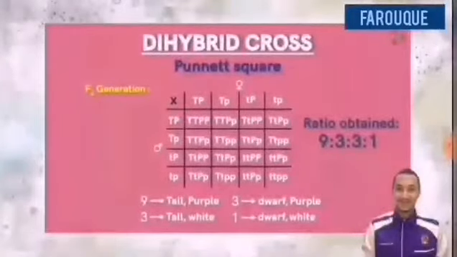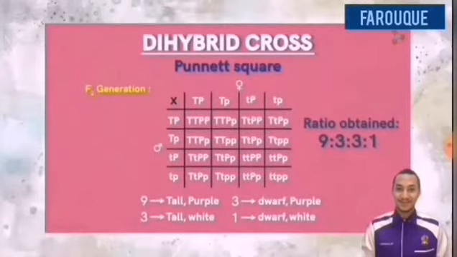So, how do we cross these to fill in the 16 slots? We cross each row and column respectively. For example, all four, as we can see in the first column, are tall with purple flowered plants. That's because there is at least one capital T and one capital P in each case. As we can see, we have 9 plants which are tall and with purple color flowers, 3 plants show tall and white color flowers, 3 plants show dwarf and purple flowers, and 1 plant shows dwarf and white flowers.